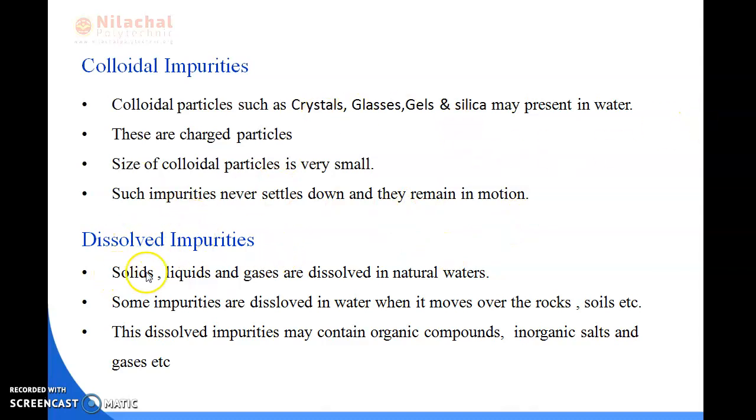In dissolved impurities, first, solids, liquids and gases are dissolved in natural waters. As we know, some solids, liquids and gases are all present in natural water. Some impurities are dissolved in water when it moves over rocks and soils. While moving over rocks or any types of soil, some impurities dissolve in water. These dissolved impurities may contain organic compounds, inorganic salts and gases.